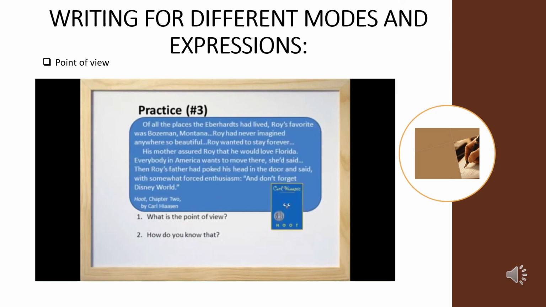Practice number 3 from the story Hoot. Question 1. What is the point of view? The answer is third person limited. Question 2. How do you know that?